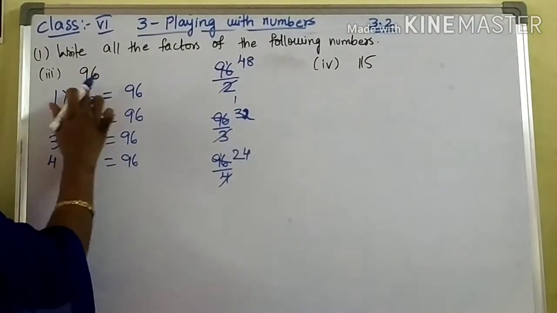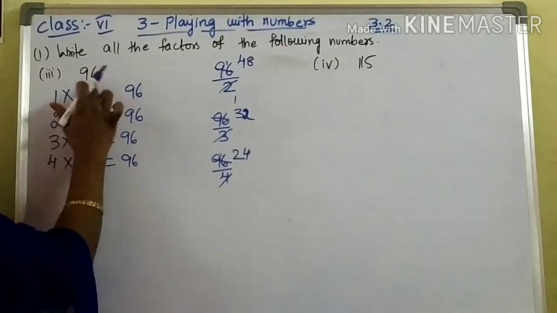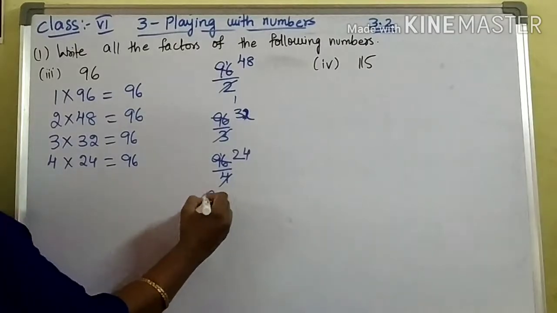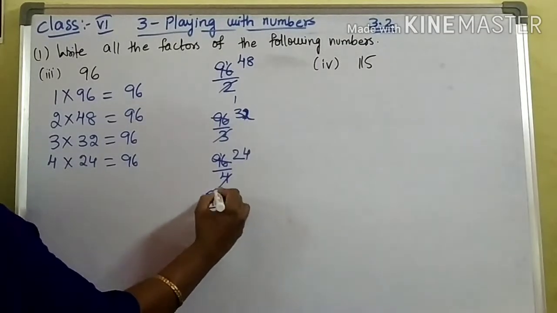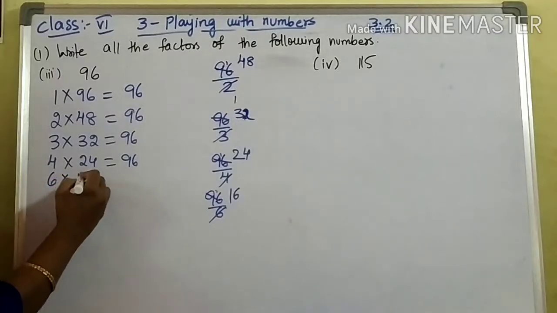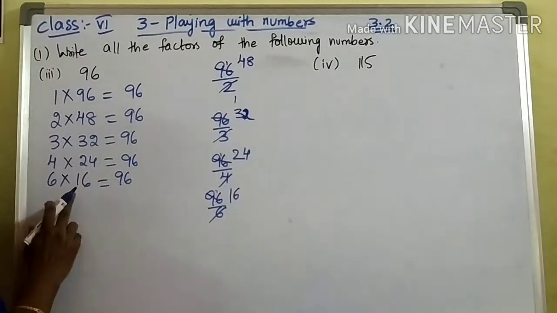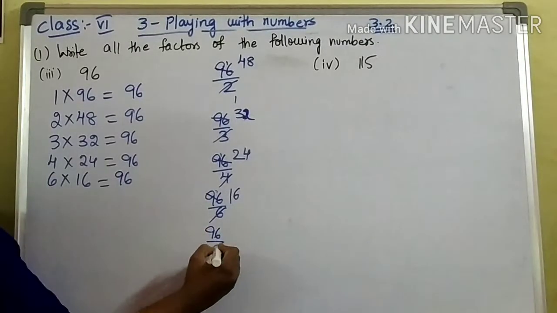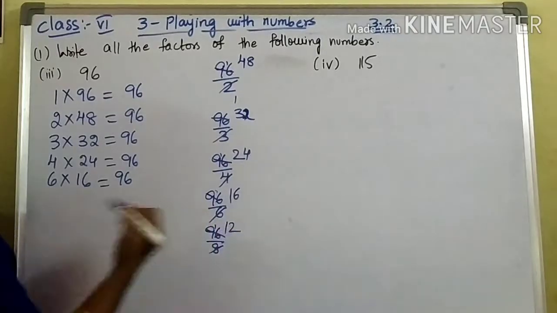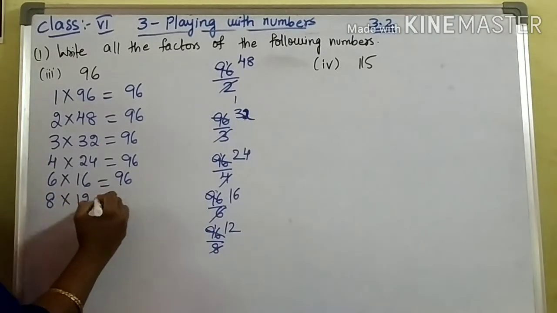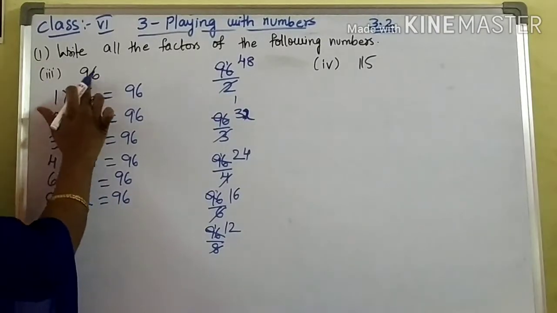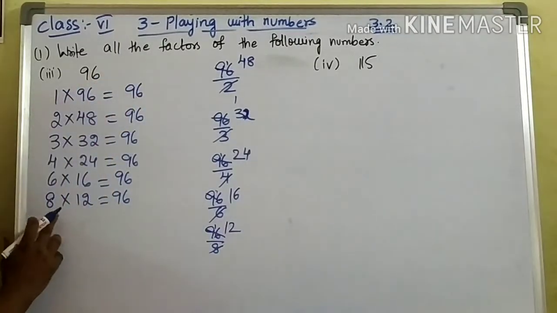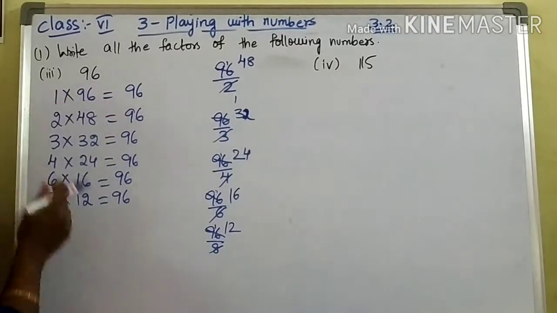Will it go in 5 table children? No, because the last digit is either 0 or 5. Right? Next will it go in 6 table? Yes. When you do cancellation, 6 1s are 6, 6 6s are 36. So 6 into 16 gives you 96. Will it go in 7 table? No. 8 table? We'll check. 8 1s are 8, 8 2s are 16. Yes, 8 into 12 gives you 96. 9 table, 9 plus 6, 15 will not go. If 15 is not a multiple of 9, it will not go in 9. 10 table, no. 11 table, no. 12 table, yes, 12 8s are 96.